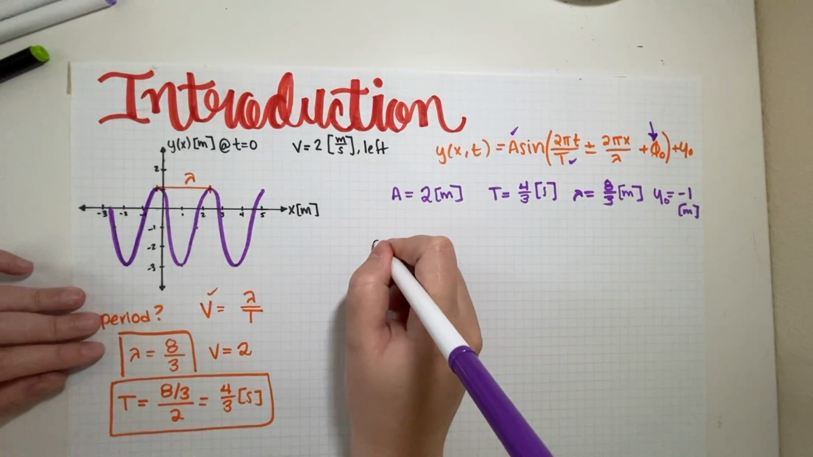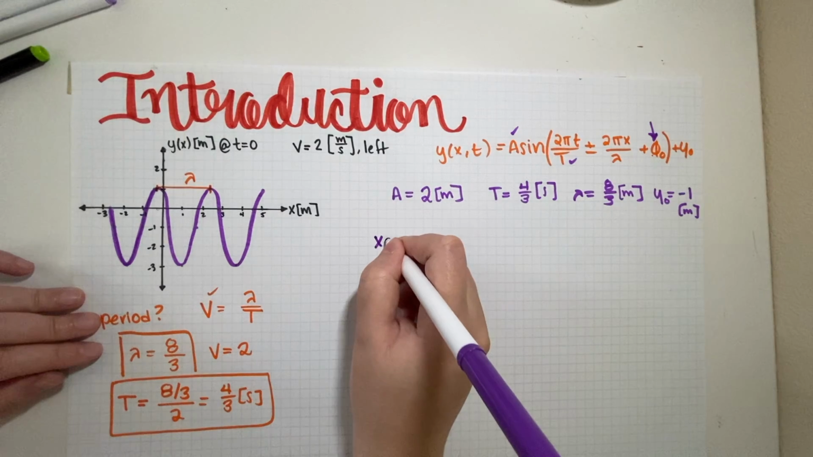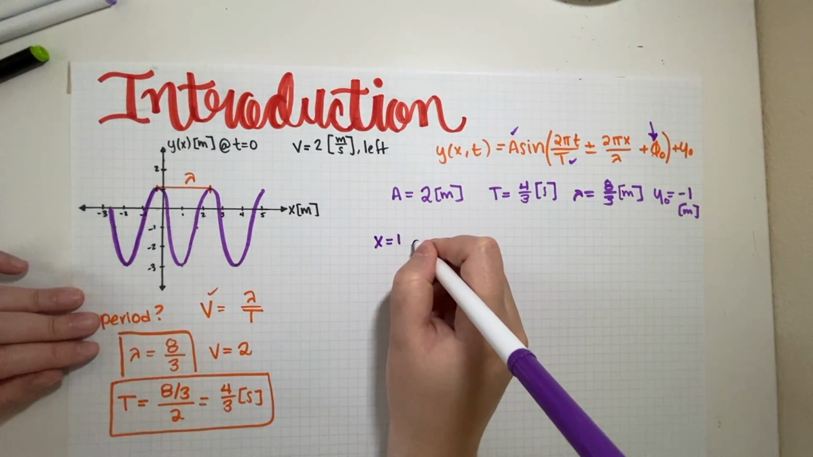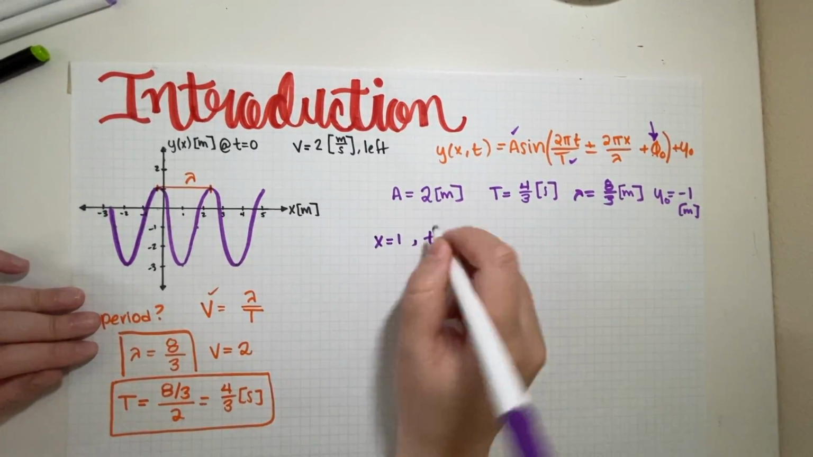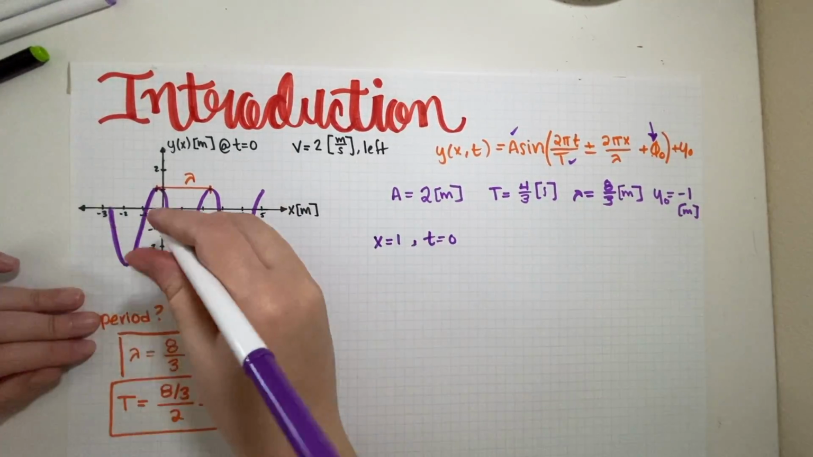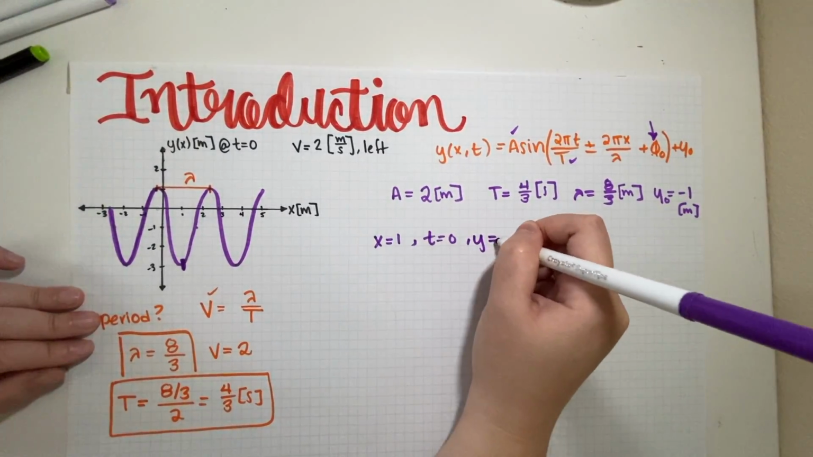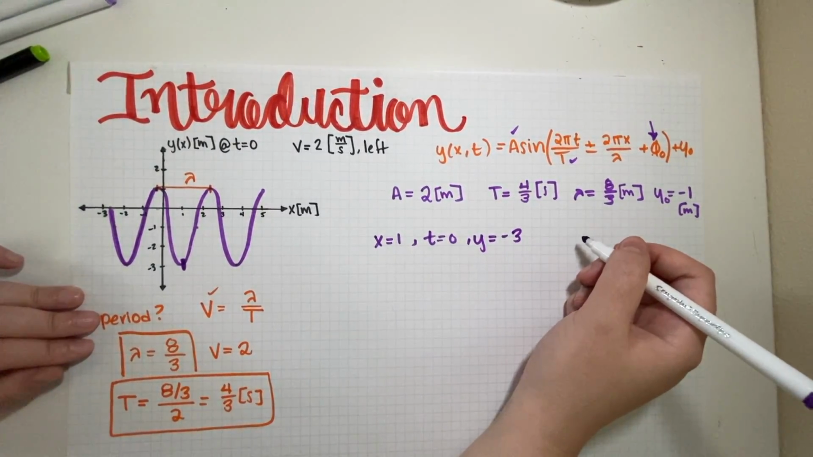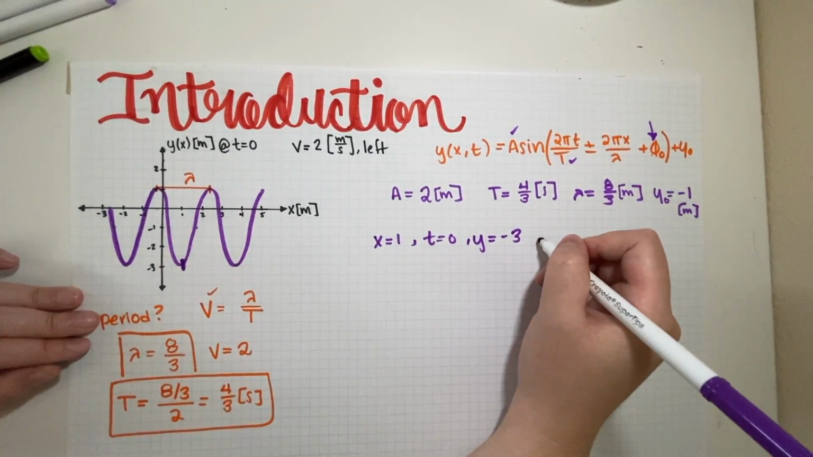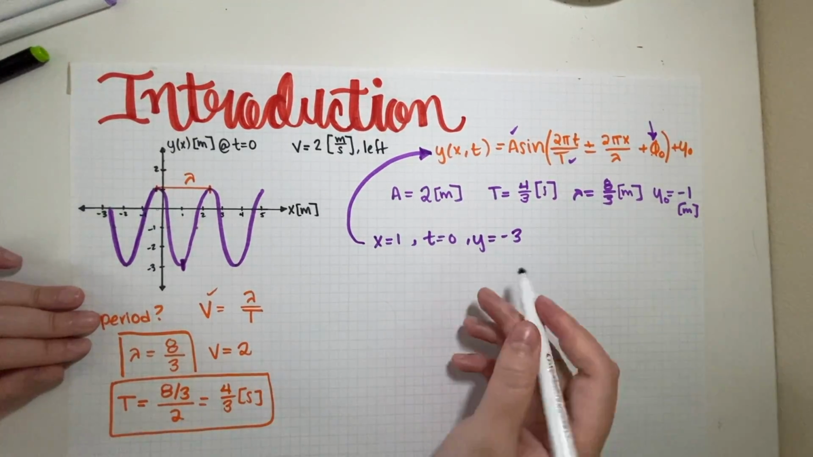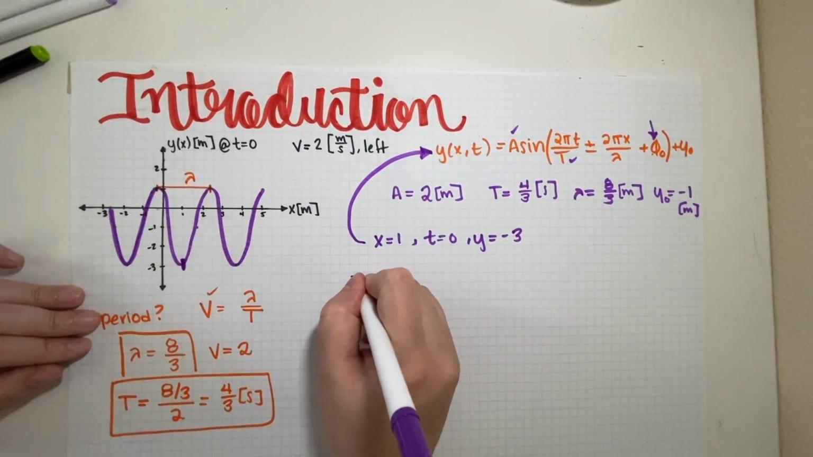point when x is equal to 1, at t is equal to 0 because it's equal to 0. So I'm looking at this point over here, by the way. Y is equal to -3. So just by looking at the graph. So I'm going to put this over here. So y is equal to -3.